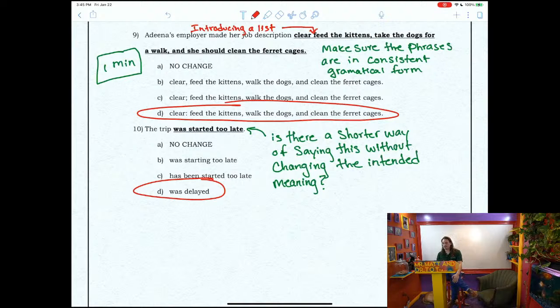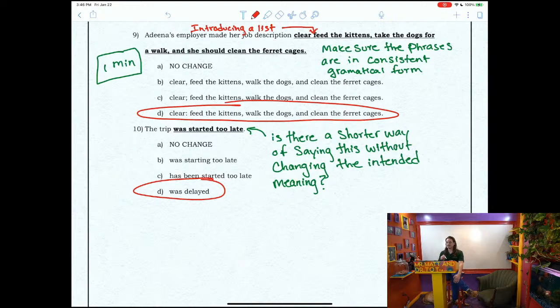In the last phrase, she should clean the ferret cages. There you have a pronoun, then a conditional form of a verbal phrase, should, then a verb, then an article, then ferret. Ferret cages: ferret is acting as an adjective here for the word cages, because it's the cages that are for the ferrets. So you can see that these are not consistent grammatical forms.